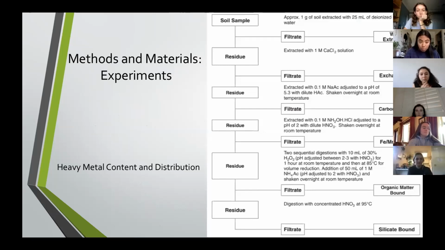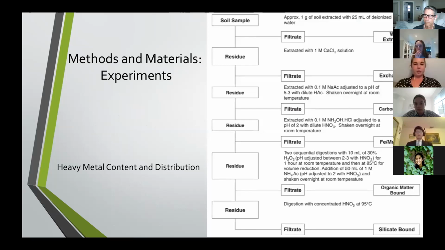The heavy metal content distribution underwent a series of procedures also in triplicate. The first procedure was taking a gram of soil, extracting it with 25 milliliters of DI water, and then with calcium chloride solution to get the heavy metals that were bound to the water, that were water extractable.